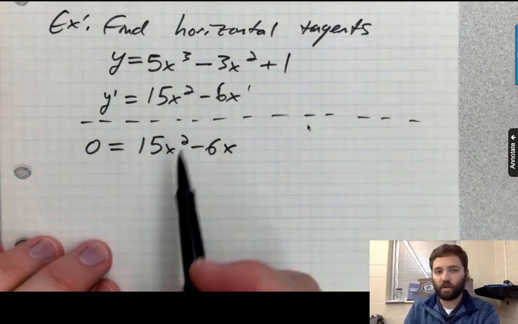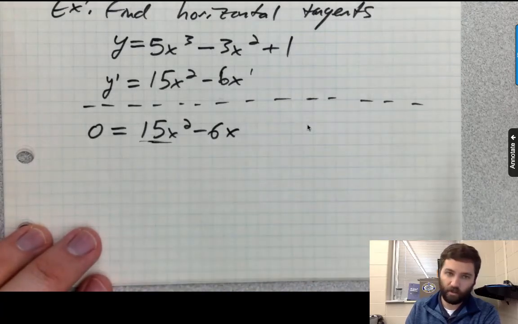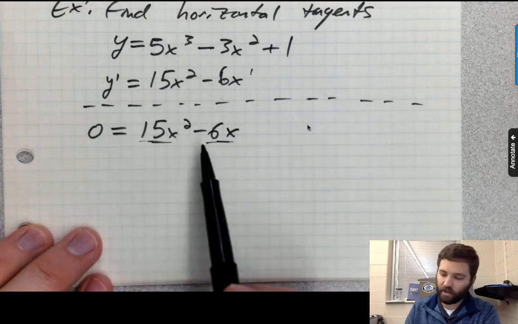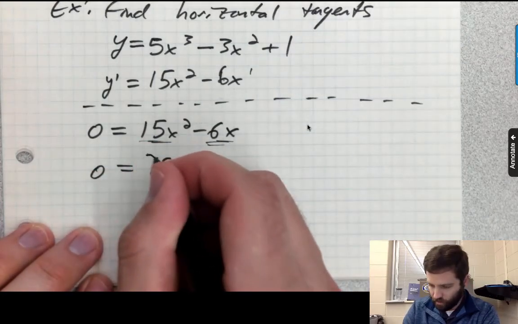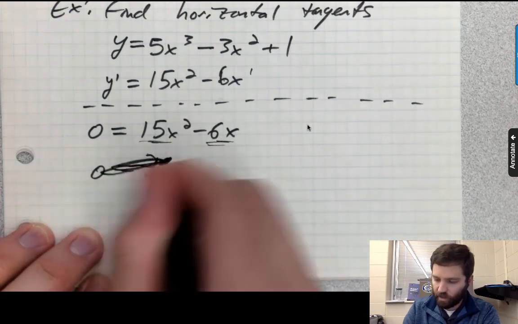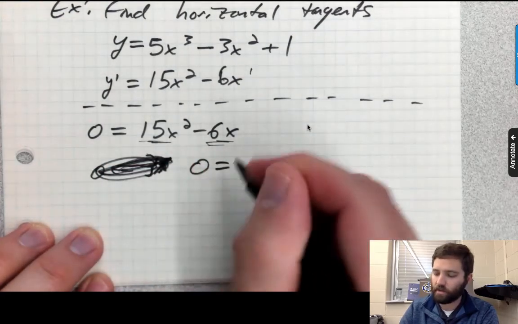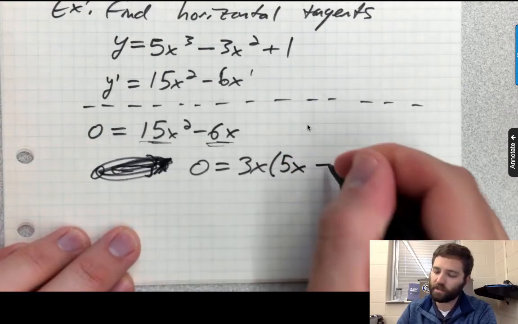All right, easiest way to solve a quadratic is to factor it if you can. And what I notice is that I can factor a 3x out of this term. I can factor a 3x out of this term. So I get 0 is equal to 3x. Let's just try that again. 0 is equal to 3x times 5x minus 2.